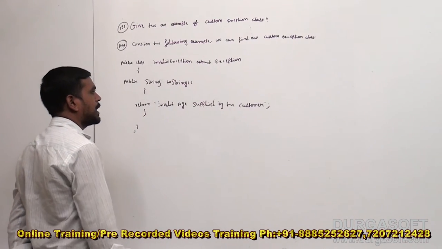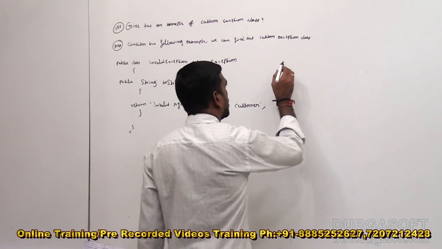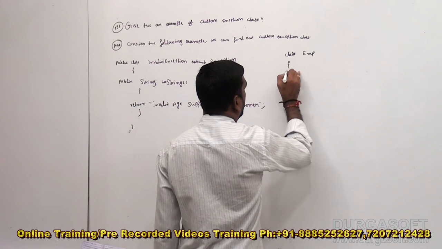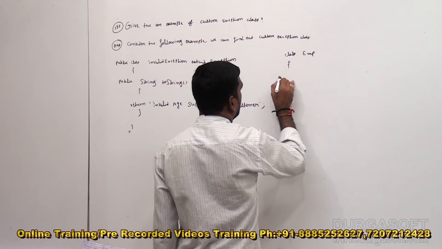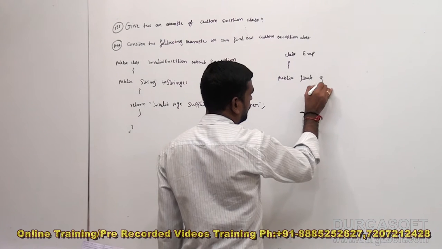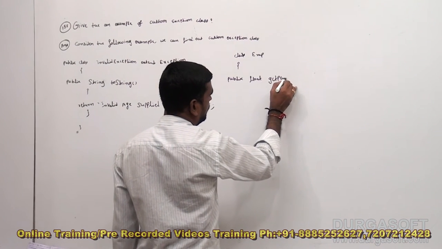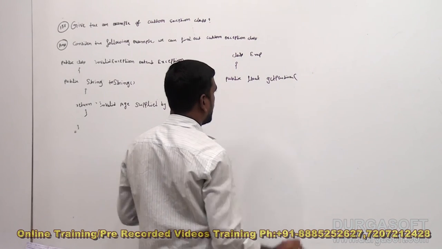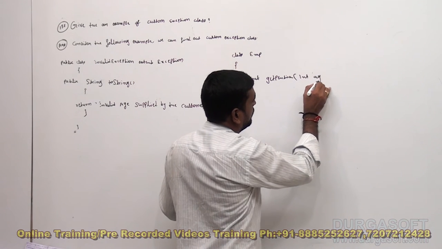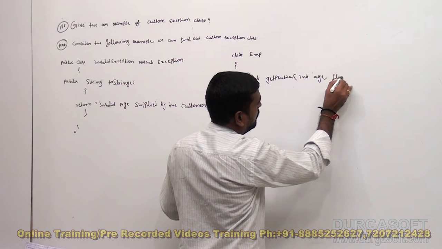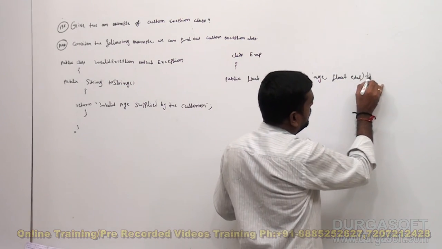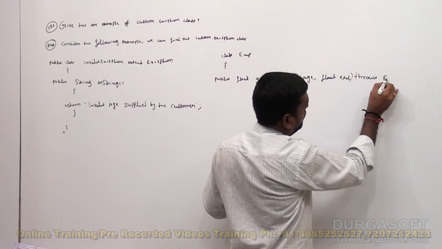So for that purpose I am going to take one class here, class EMP. Under that I am taking one method, public, return type is float, getPension. Under that we have to take int age, comma, float esal, then throws Exception.